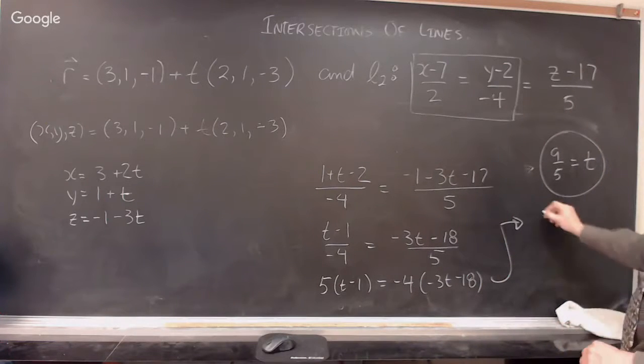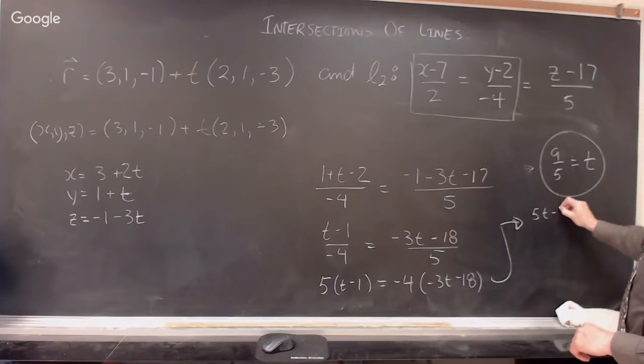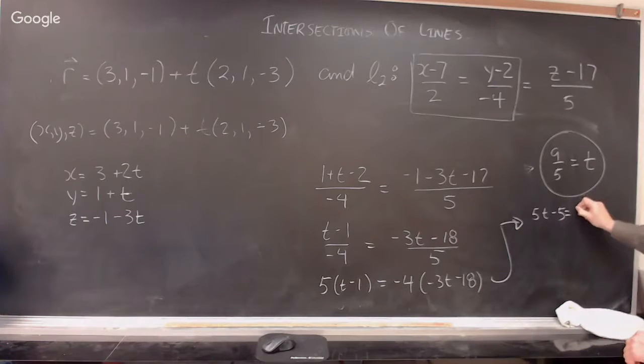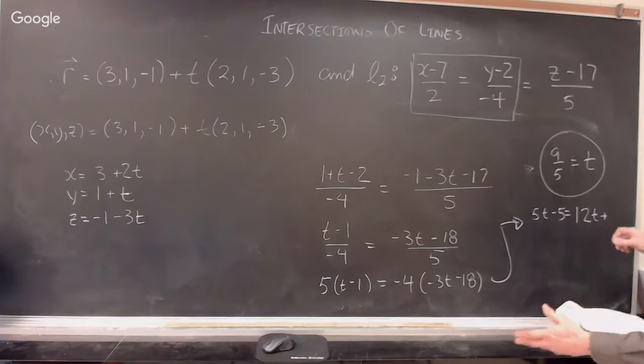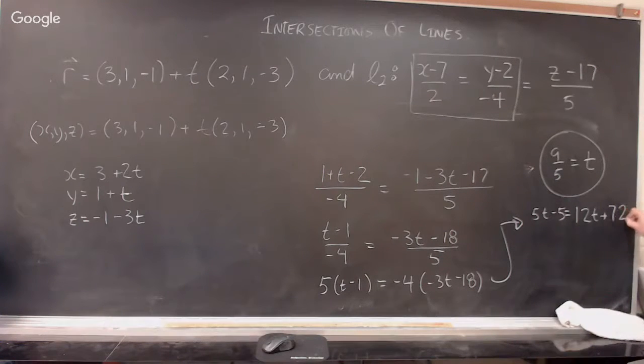Just keeping an eye on my old t here. 5t minus 5 is equal to 12t plus 4 times 48. 72? 40 plus 32, 72. I think that's right.